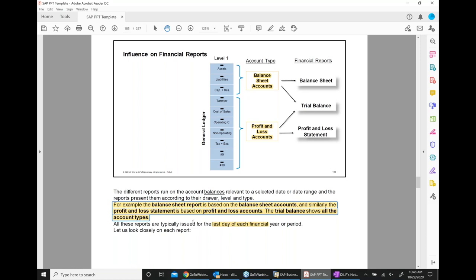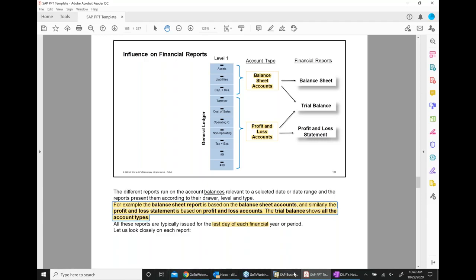I would like you guys to make a note of this. So that becomes the origin of balance sheet. Balance sheet comes from balance sheet accounts. Profit and loss come from profit and loss accounts. Trial balance has all accounts.